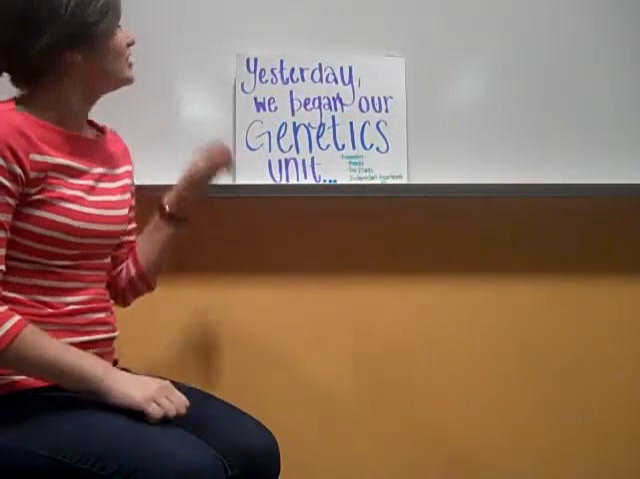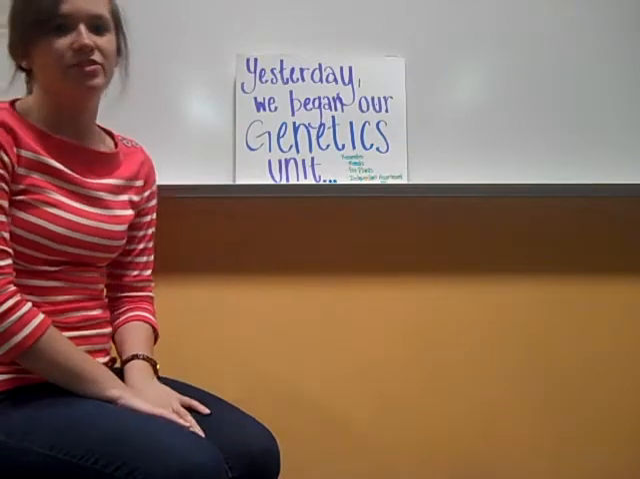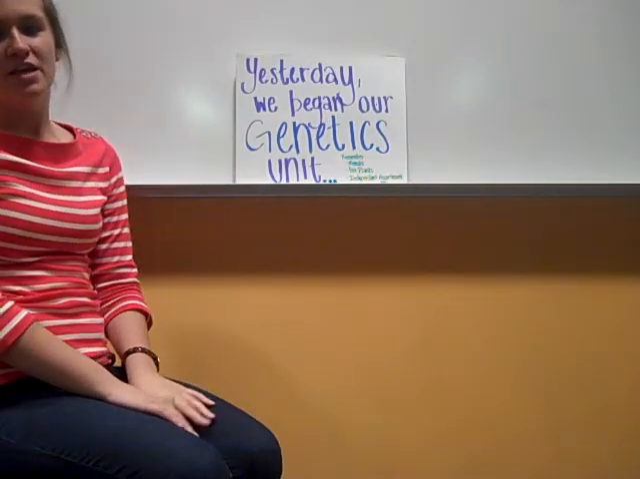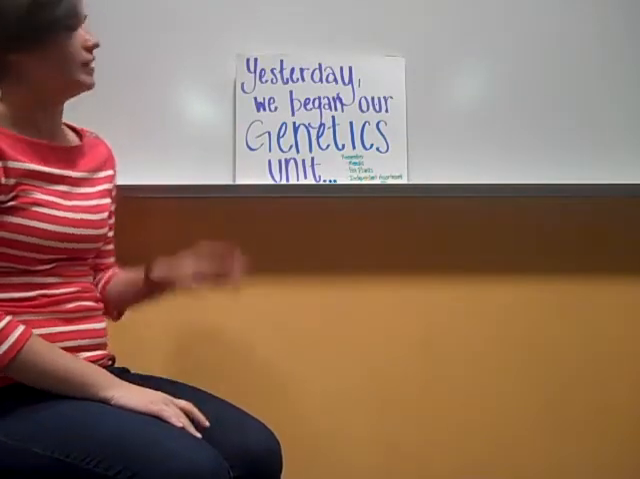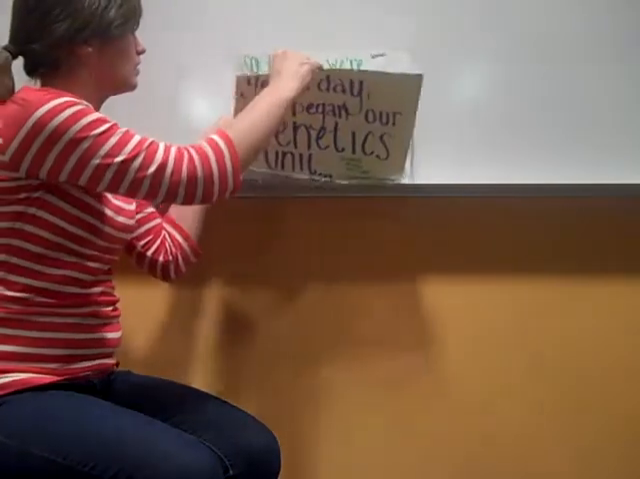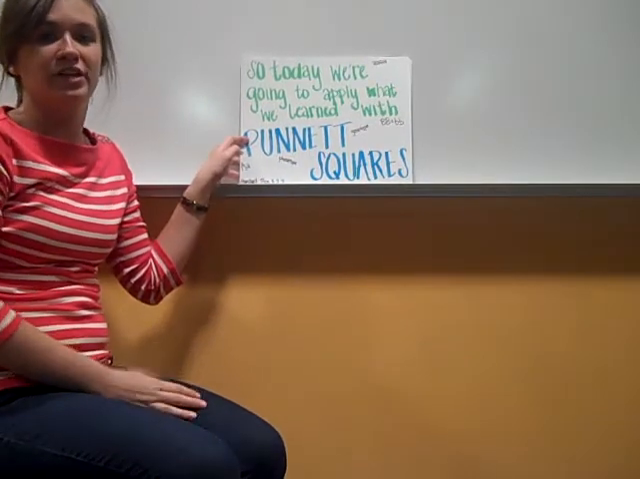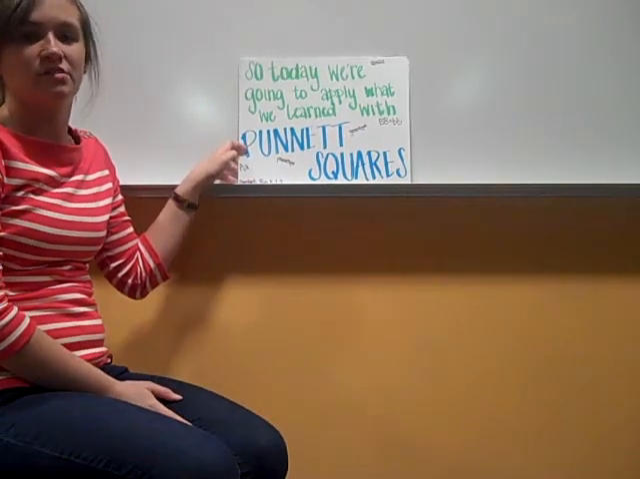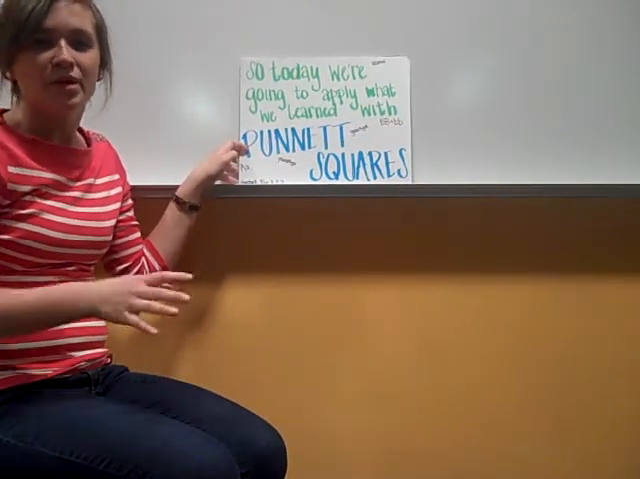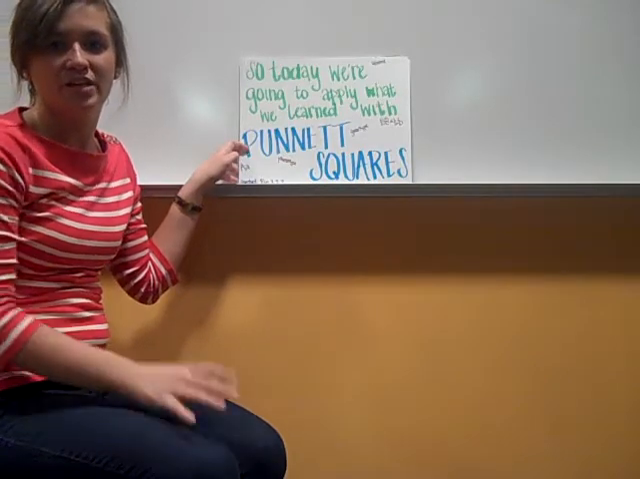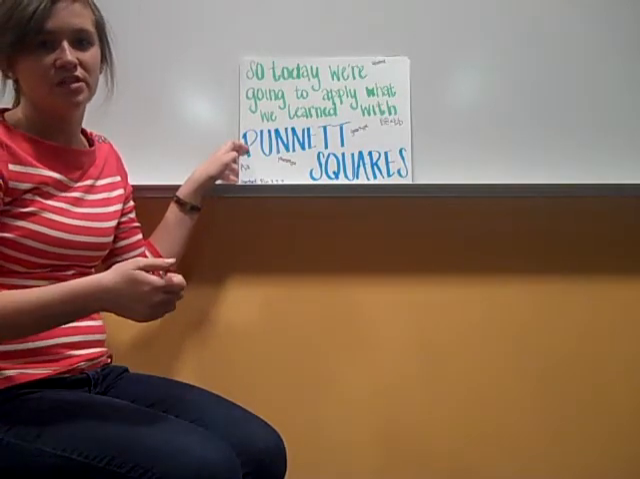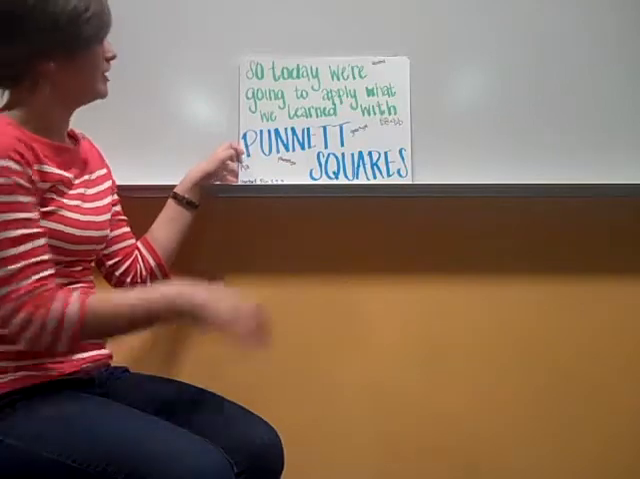Alright, you guys. So yesterday we began with our genetics unit and we discussed things like Mendel and his experimentation with pea plants. So today we're going to apply what we learned yesterday to a thing in genetics known as a Punnett square. Now a Punnett square is going to predict offspring ratios such as genotypic and phenotypic ratios.